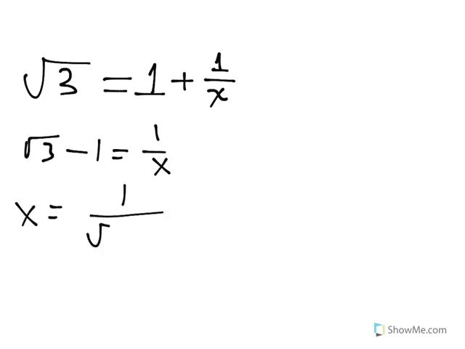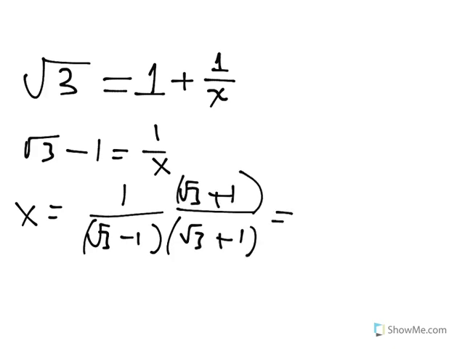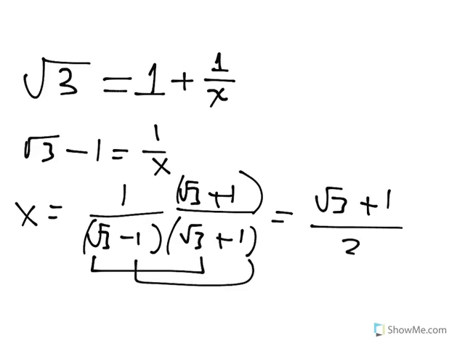X equals 1 over radical 3 minus 1. Rationalize the denominator. You get radical 3 plus 1 in the numerator, but the denominator does not become 1. It becomes radical 3 times radical 3 is 3. 3 minus 1 is 2. Well, this is problematic, because this x has to be sort of a simpler thing.